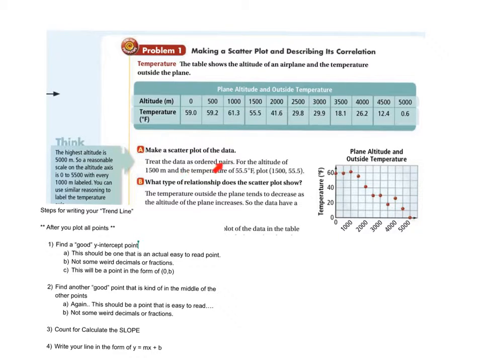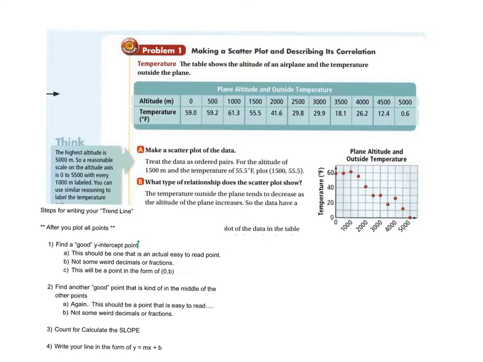Treat the data as ordered pairs. For the altitude of 1,500 meters, the temperature of 55.5, plot 1,500 and 55.5. So 0, 59, right? Right up here. 500, 59.2. So go over here to 500 and up to 59.2. And go to 1,000, 61.3. So 1,000, 61.3. You can see those here.